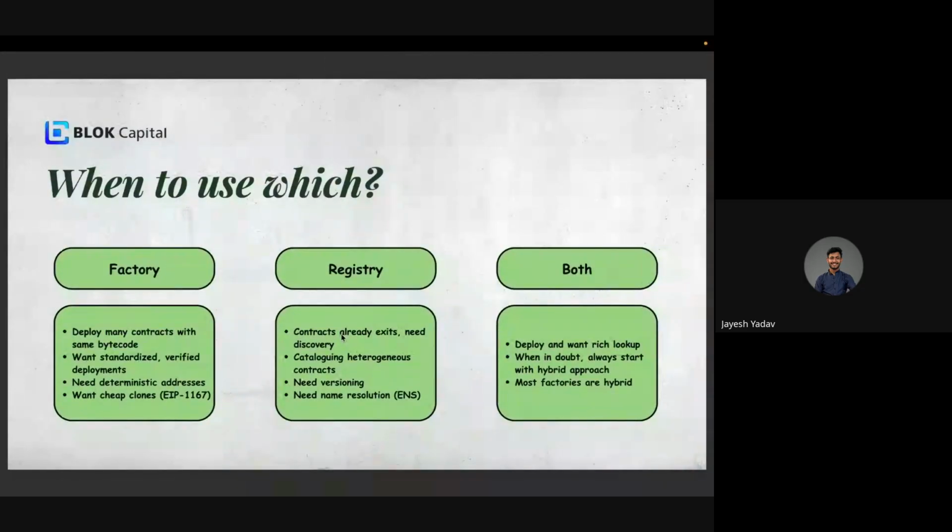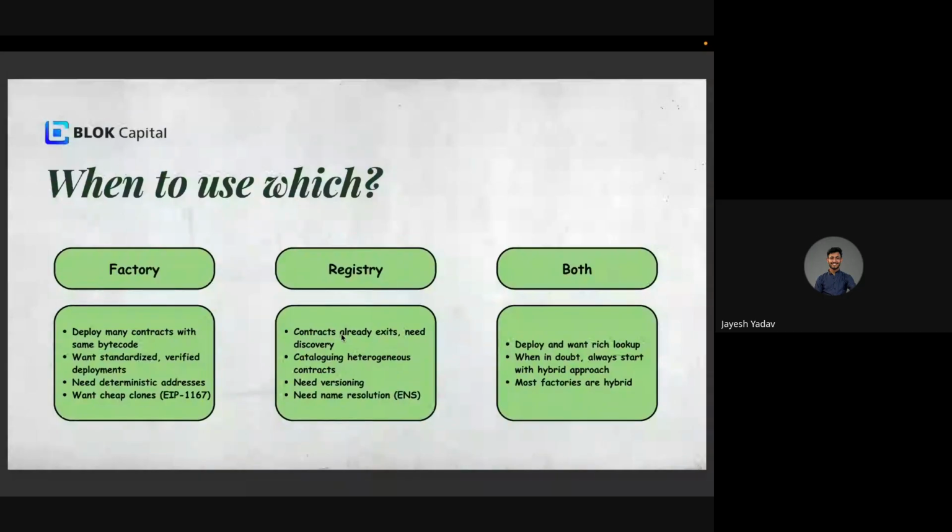Let's discuss when to use which pattern: when to use factory, when to use registry, and when to use both. So when do we use a factory? When we deploy many contracts with the same bytecode, for example for deploying vaults or escrow contracts, or at BLOK Capital for deploying gardens. At that time we use a factory.